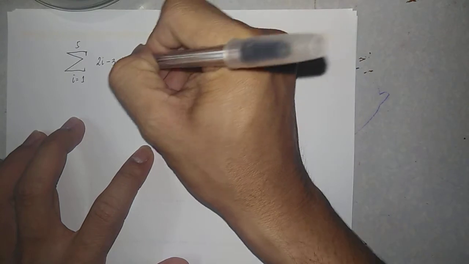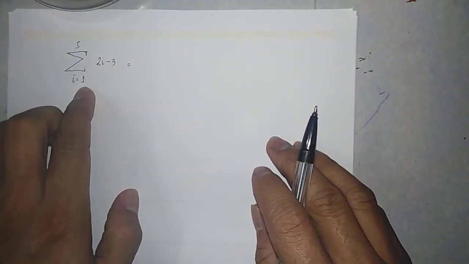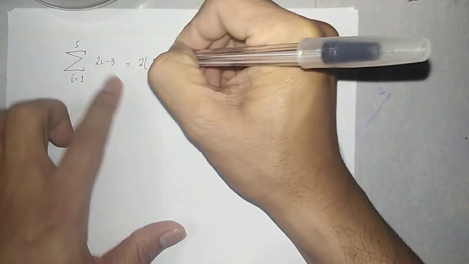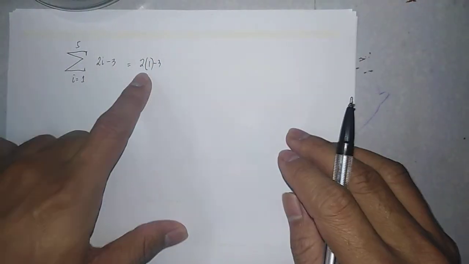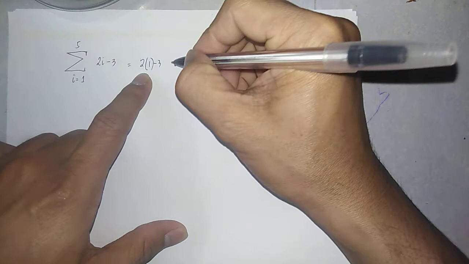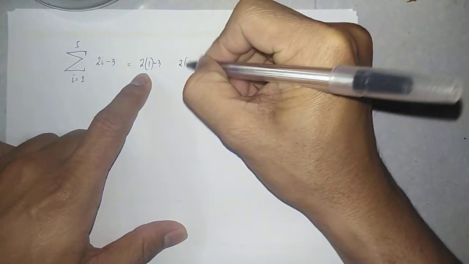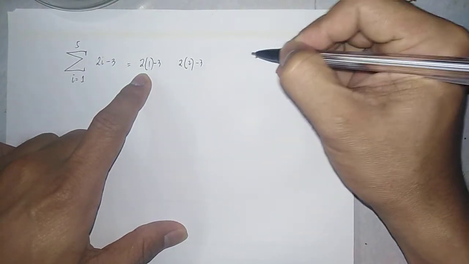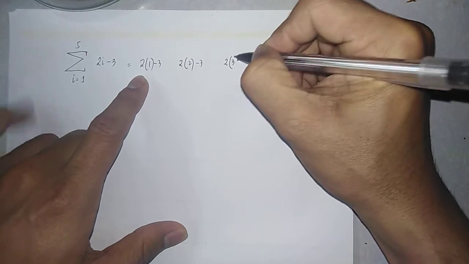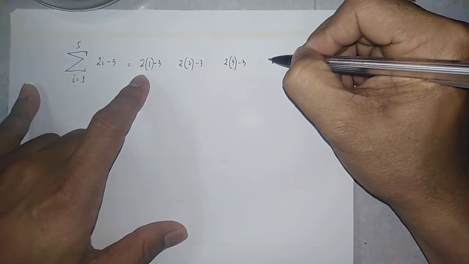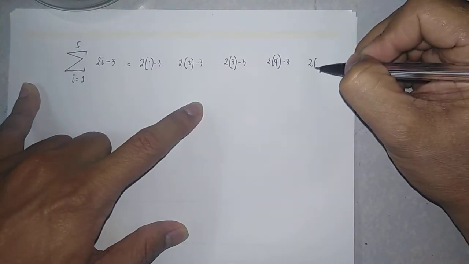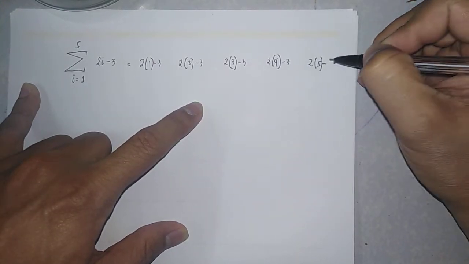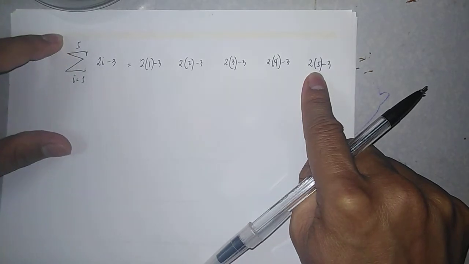Gawin natin. So, yung i muna natin, mag-start tayo kay 1. So, that's gonna be 2 times 1 minus 3. Yan yung una. Next, itry naman natin yung 2. So, 2 times 2 minus 3. Next, 2 times 3 minus 3. Next, 2 times 4 minus 3. And yung last, 2 times 5 minus 3. Hanggang 5 lang kasi yun yung upper limit mo.